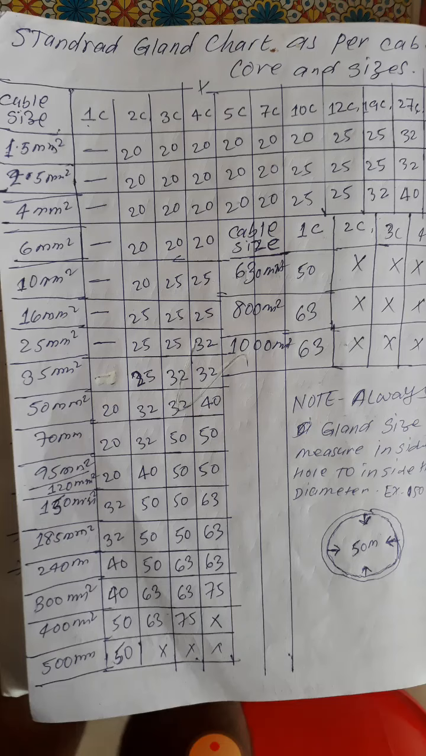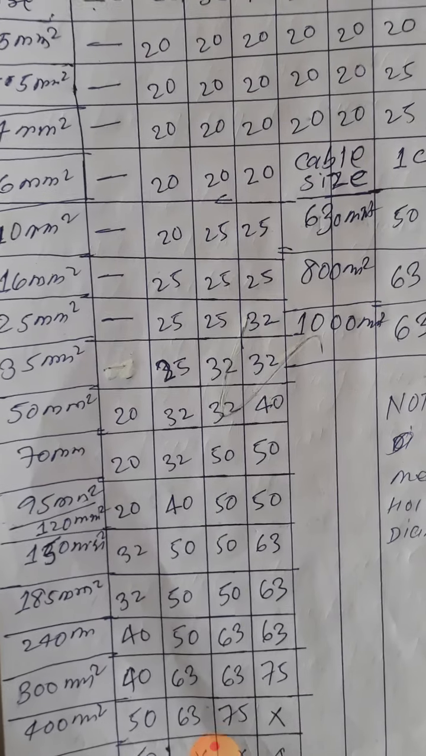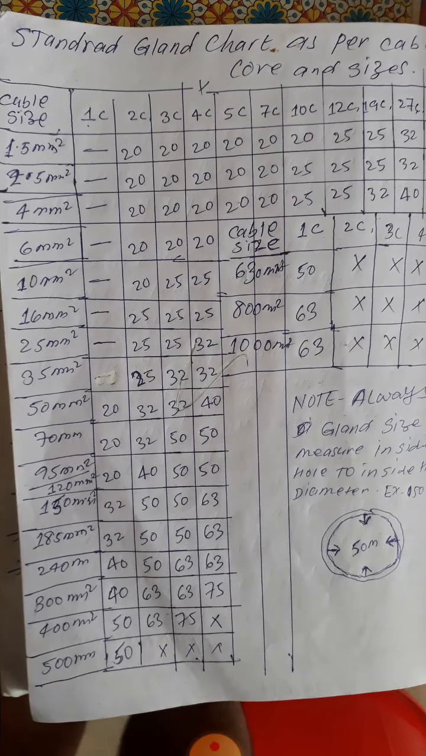Especially in power cable, I told you, up to 4 core is there: 1 core, 2 core, 3 core and 4 core. Power cable is separate, and control cable comes up to 48 cores. So here I have made a chart of this. You can check the gland chart.